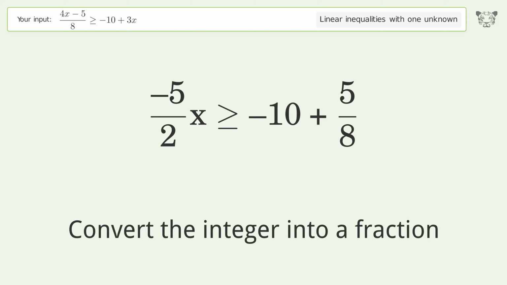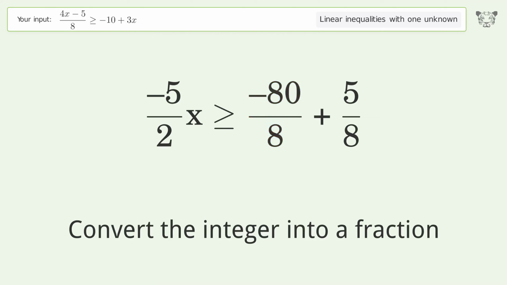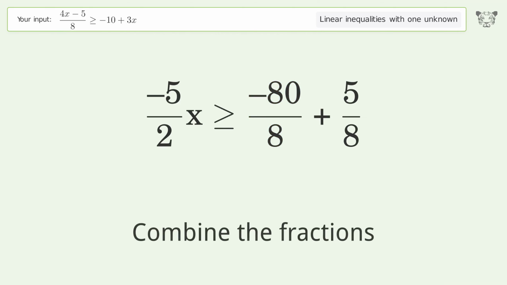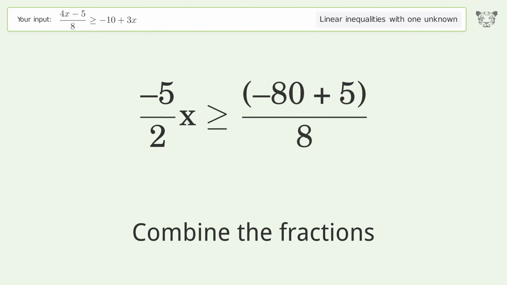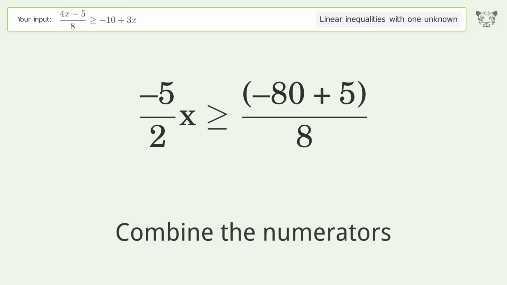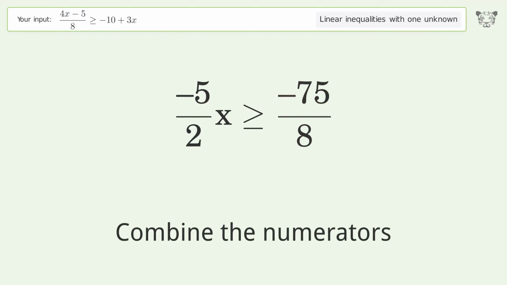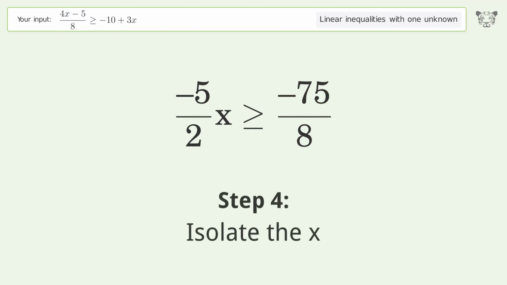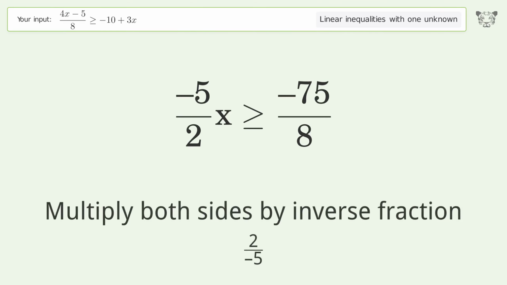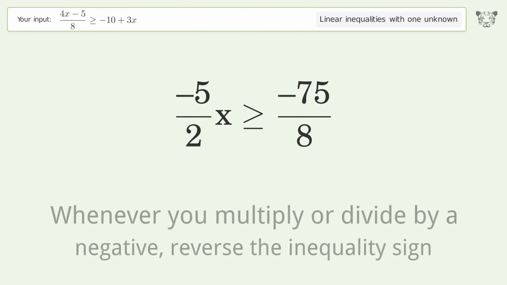Convert the integer into a fraction. Combine the fractions. Combine the numerators. Isolate the x. Multiply both sides by inverse fraction 2/5. Whenever you multiply or divide by a negative, reverse the inequality sign.